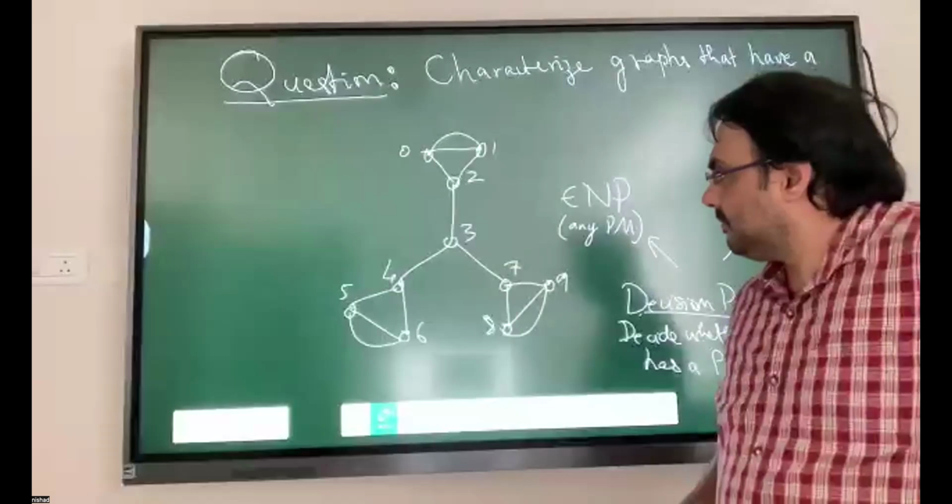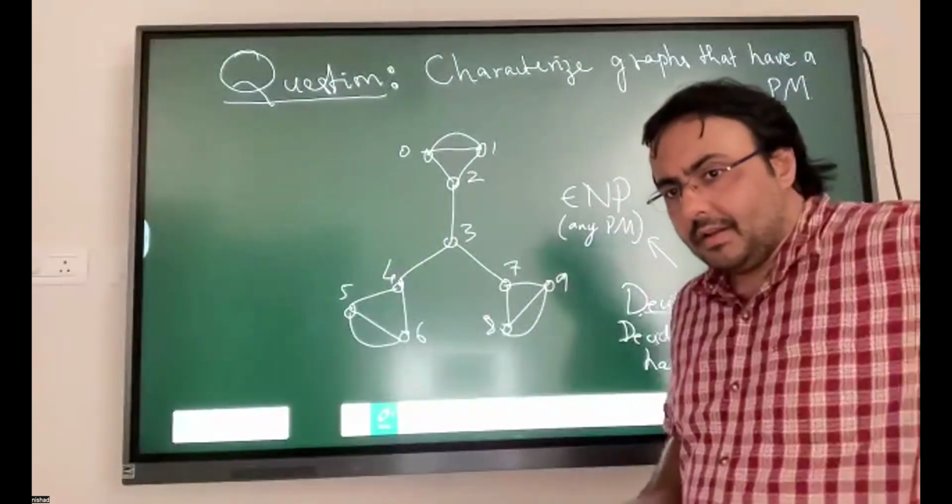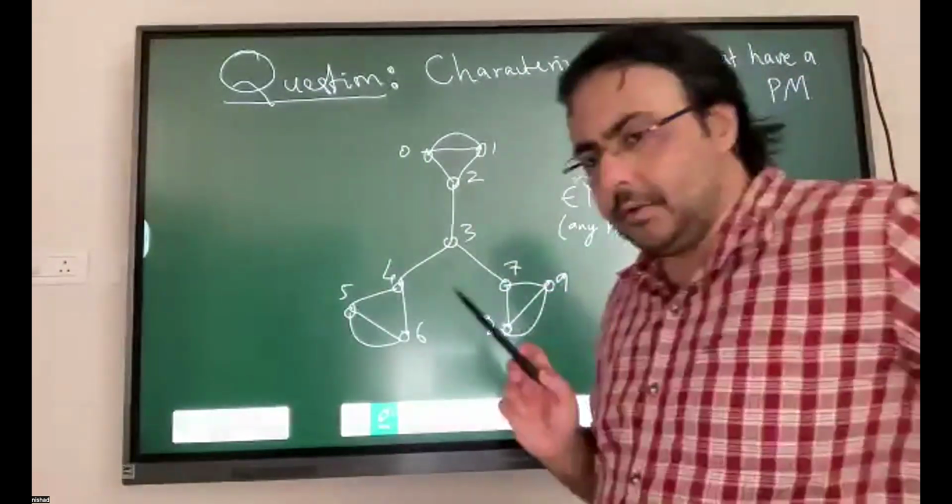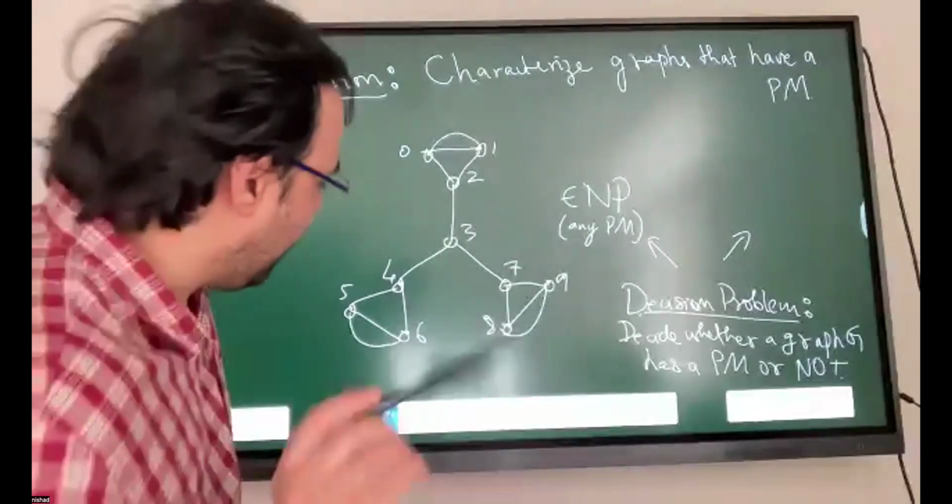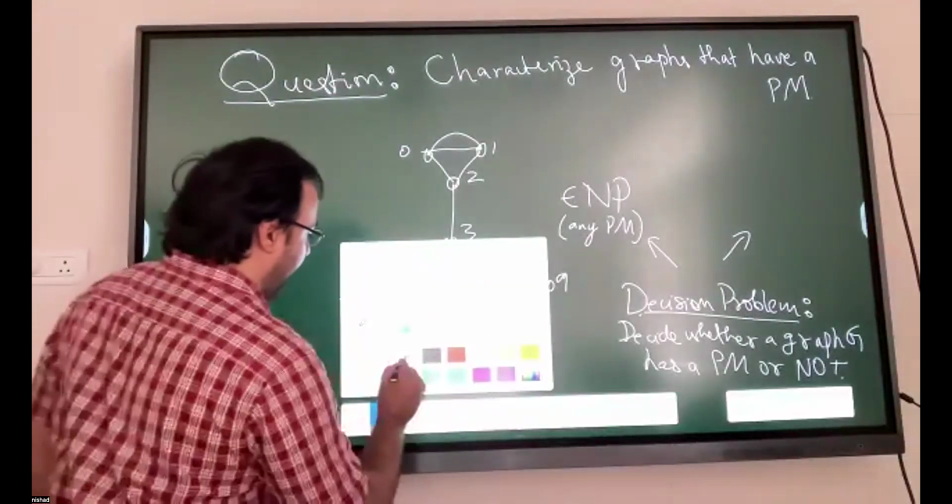So each component has an odd number of vertices. If component means these triangles, you are looking at components of a certain subgraph, it seems. Yes, when I remove 3. Can you repeat that? When I removed vertex 3, exactly. Great.